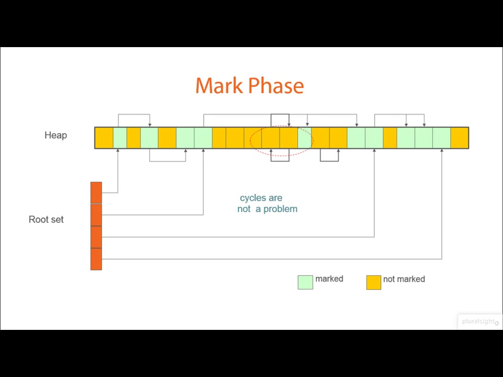And in the mark phase, the garbage collector will start at the root set and walk through each object in turn, following all of its references, marking each object that's still alive in memory. Notice that we can have cycles here, and those cycles don't affect the garbage collector. So if one object references another, but there's no root reference to them, that memory can be collected.